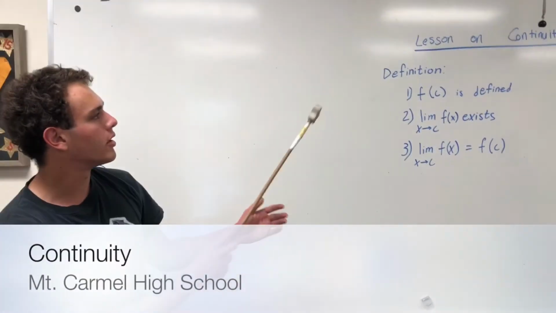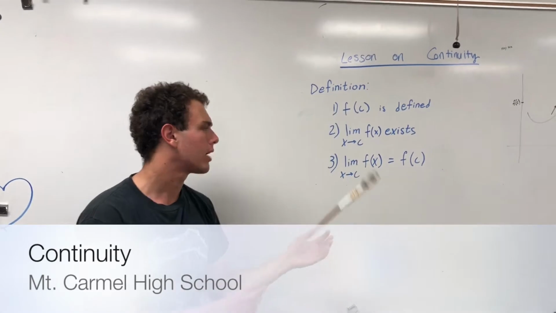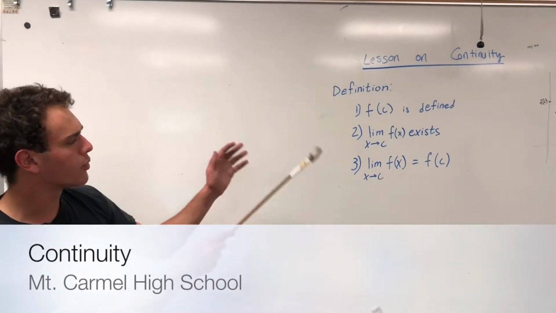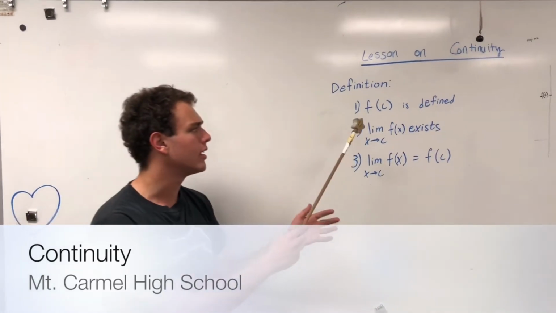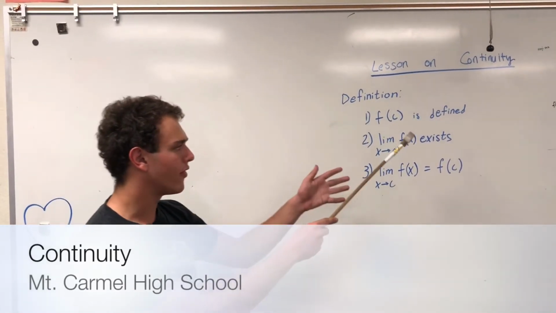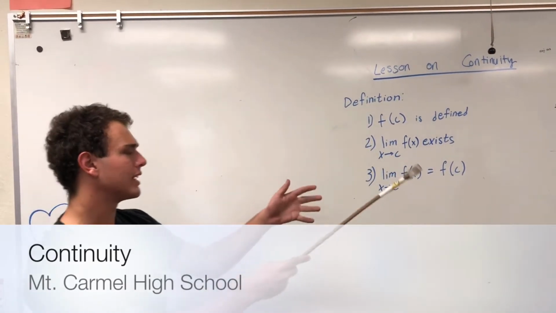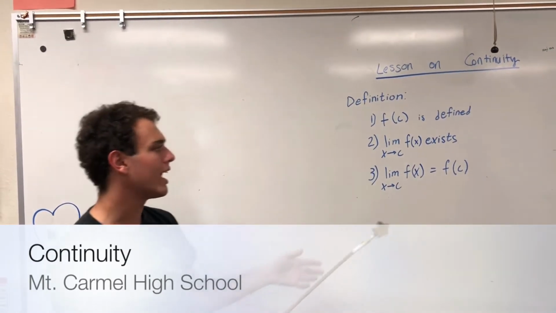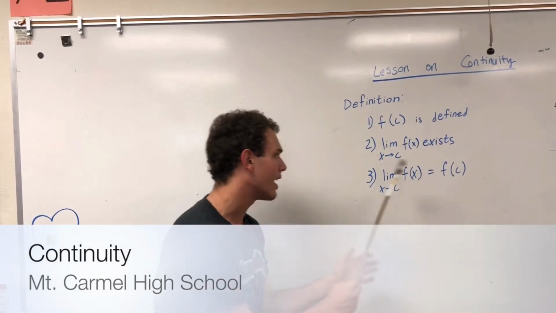Today we'll be learning about continuity. Now, continuity can be defined by three basic principles. Number one, f of c, where c is a point in the domain of f of x, the function, is defined. Number two, the limit of f of x exists as x approaches c. And number three, the limit of f of x as x approaches c equals f of c.